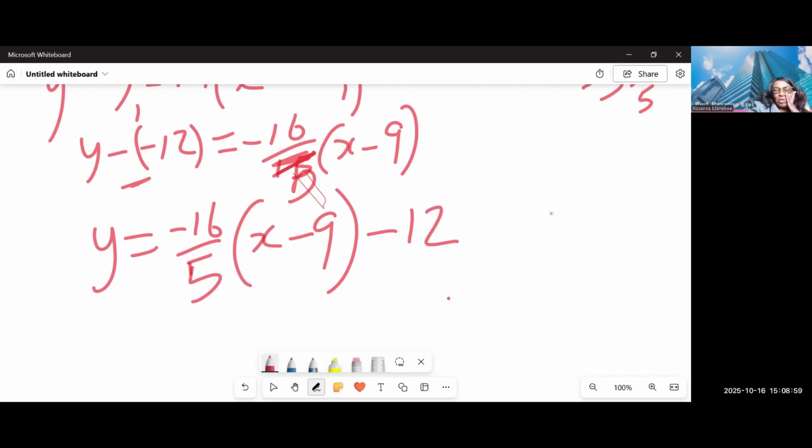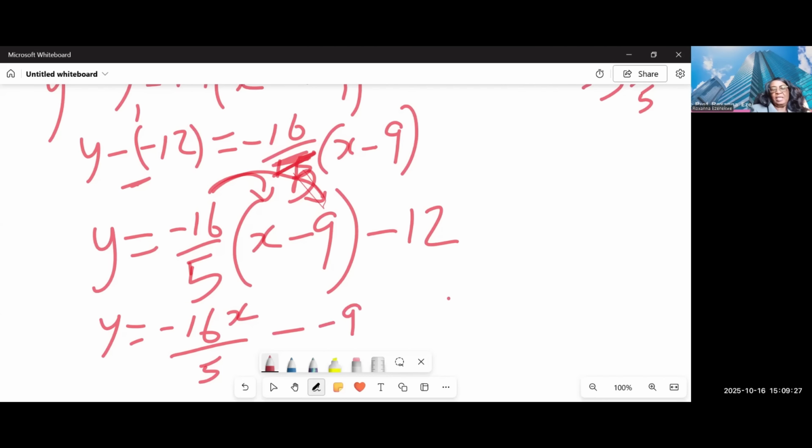All right, so I can now open the parentheses. Sometimes you can leave your answer like this, but I open the parentheses and simplify. So if I distribute to the right, it's another way of saying y is equal to negative 16x over 5 minus, again, 9 times 16 over 5, then minus 12. So I've got to simplify the right-hand side.